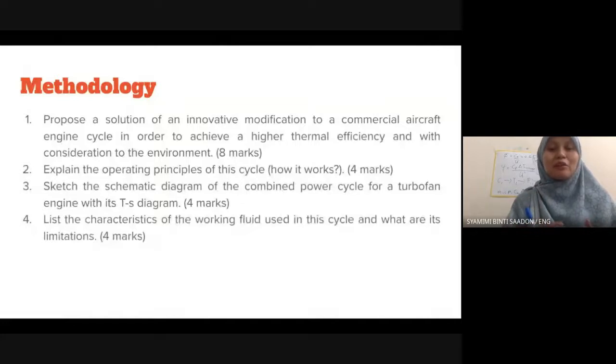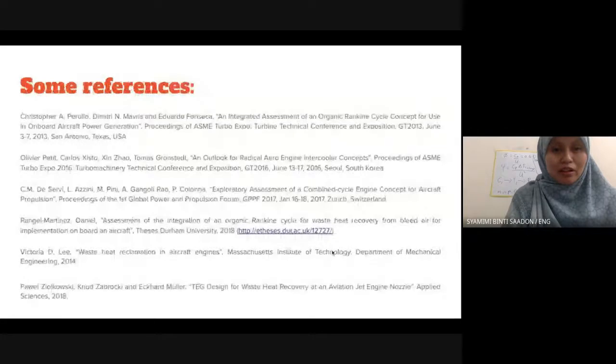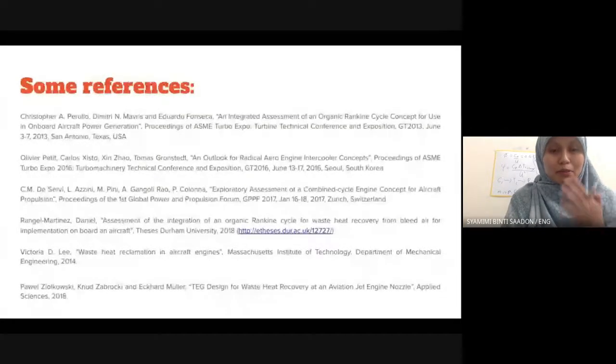you justify what the benefits and advantages of this working fluid are. Maybe you use a supercritical fluid, so what are the advantages and disadvantages, etc. These are the references, but it is advisable to search other references as well. I think they are more recent references.